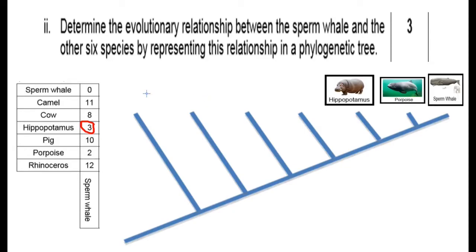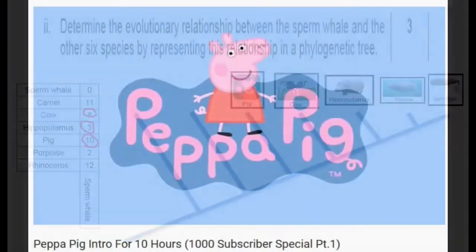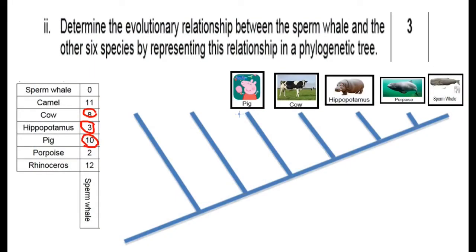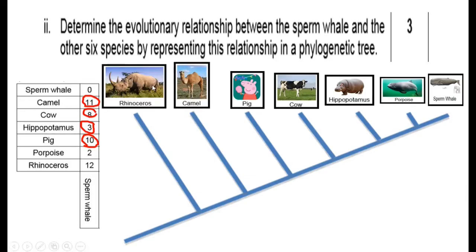Then we need to have a look at the next one. So 2, 3, seems to be 8, the next one. So it will then be the cow. The cow will be placed as such. Then we have, what's the next one? We have 8. Then we have 10, which will be the pig. So the pig will be placed next to the cow. Then the next one is 11, the camel. And the last one is the rhinoceros with 12.